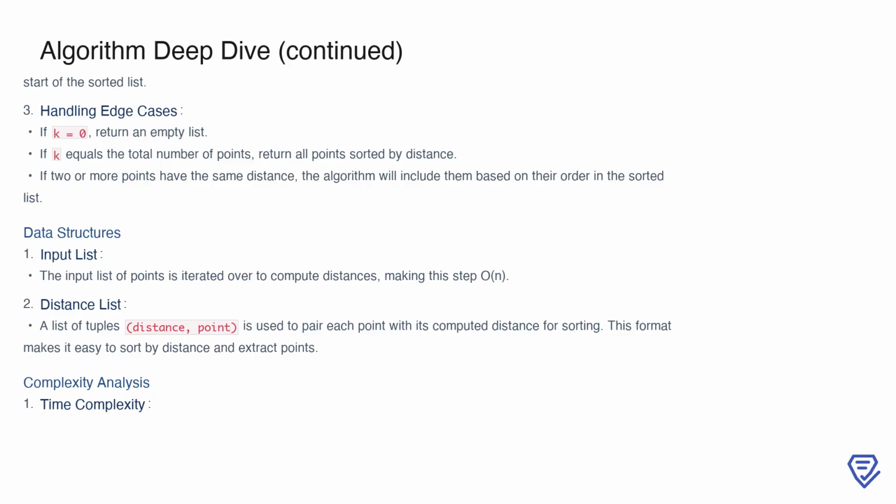This behavior is consistent and deterministic. Looking at the data structures involved, the input list of points is iterated over to compute distances, which is an O(n) operation. Then, we use a list of tuples to pair points with their distances, which simplifies the process of sorting and extraction. These structures help keep the implementation both clear and efficient.